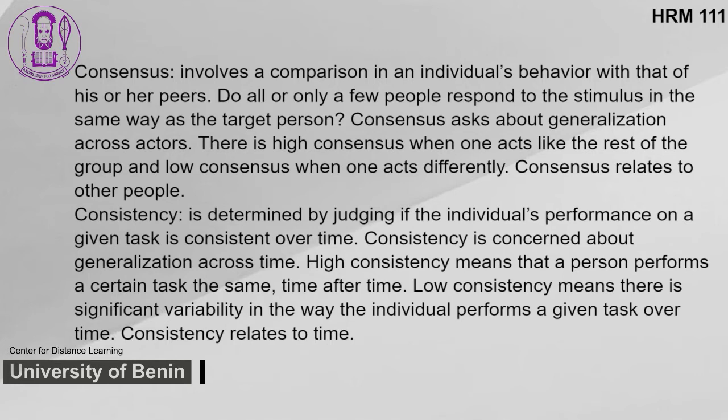Consistency is determined by judging if the individual's performance on a given task is consistent over time. Consistency is concerned about generalization across time. High consistency means that a person performs a certain task the same, time after time. Low consistency means there is significant variability in the way the individual performs a given task over time. Consistency relates to time.